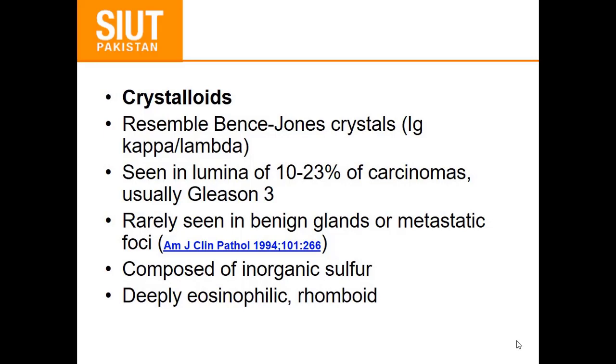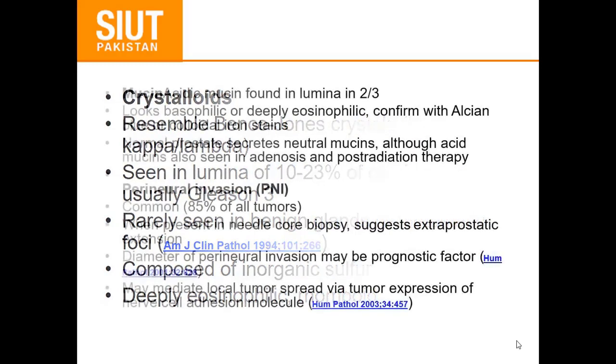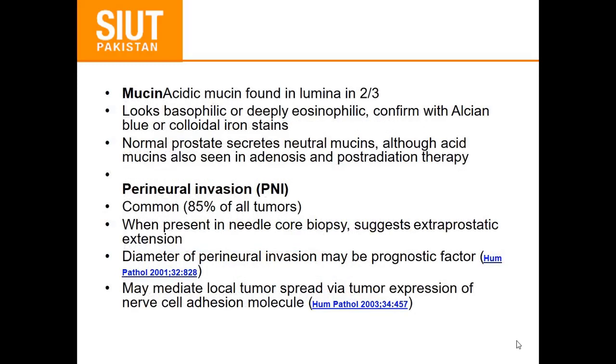Crystalloids resemble benzoin crystals and are seen in the lumina of 10 to 23% of carcinomas, usually grade 3. Rarely seen in benign glands or metastatic foci, they are composed of inorganic sulfur and are deeply eosinophilic and rhomboid. Mucin: acidic mucin is found in lumina in two-thirds of cases and looks basophilic or deeply eosinophilic. Confirmed with Alcian blue or colloidal iron stains.